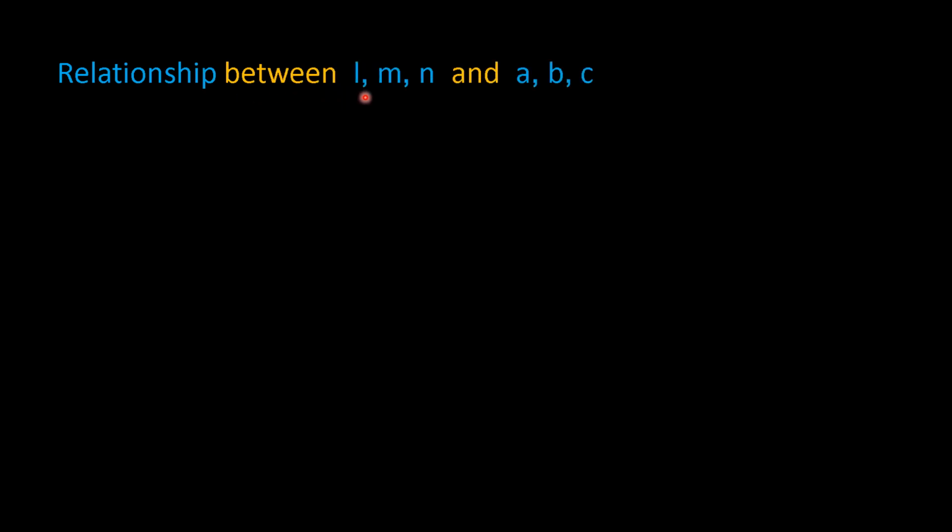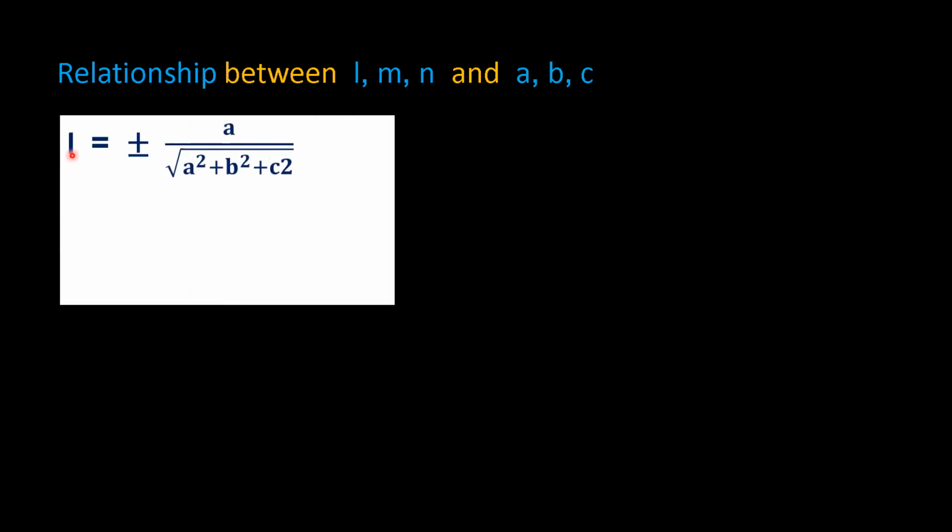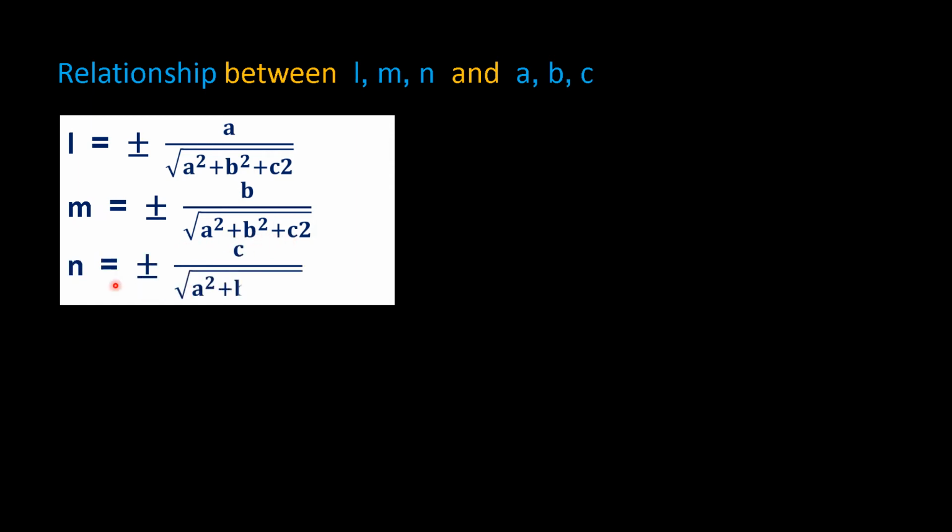There is a definite relationship between the direction cosines L, M, N and the direction ratios A, B, C of a line, and these relationships are L equals plus minus A by square root of A squared plus B squared plus C squared, M is plus minus B by square root of A squared plus B squared plus C squared, and N is plus minus C by square root of A squared plus B squared plus C squared.